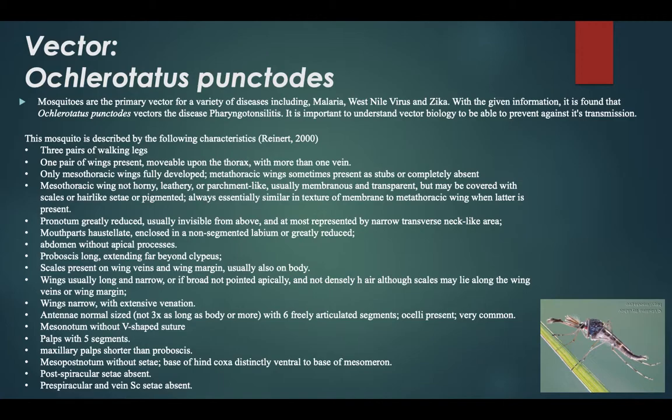Also, the scales are present on the wing veins and margin veins. These are just some of the characteristics describing this mosquito.